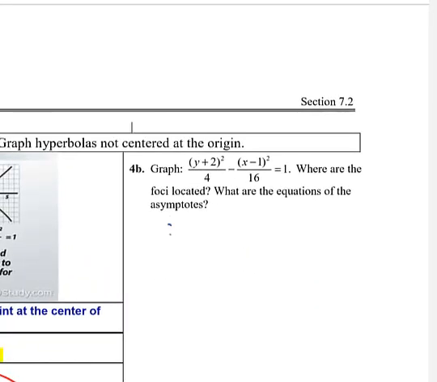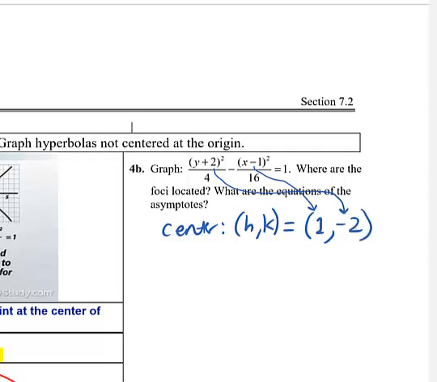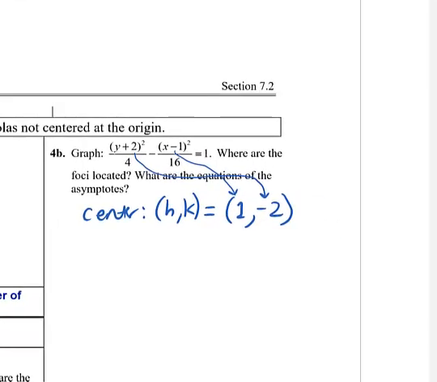So this one, the center, again, should be h comma k. But this one's kind of tricky because h is located with x, so it's actually second. And k is located with y, so it's actually shown first. And I'm changing both signs. Remember, x had a negative 1 next to it, but I'm changing it to positive 1. y had a positive 2 next to it. I'm changing it to negative 2. So yeah, that looks good.